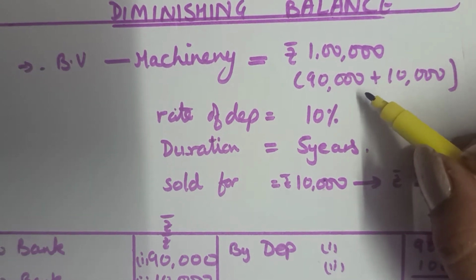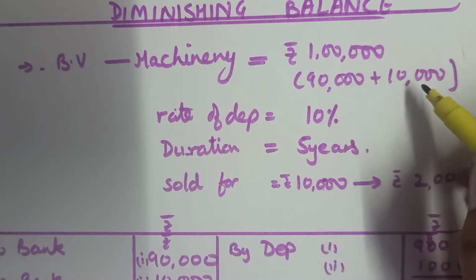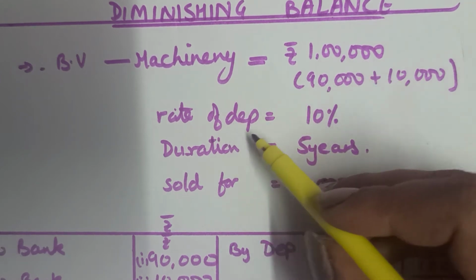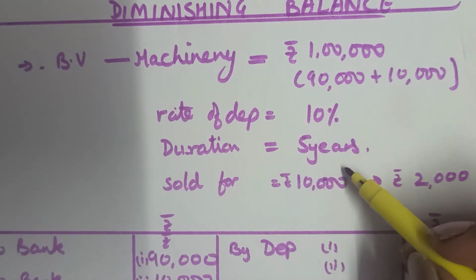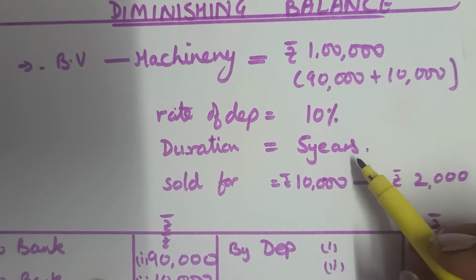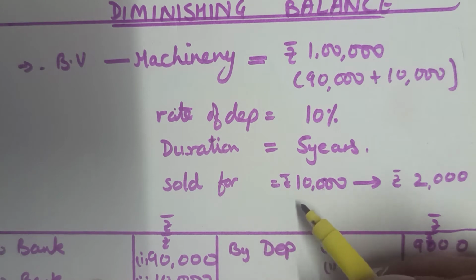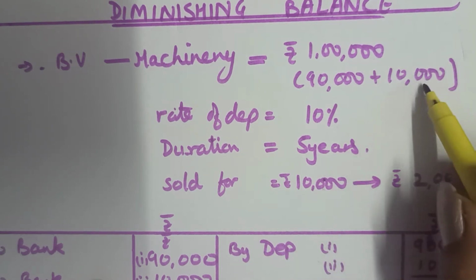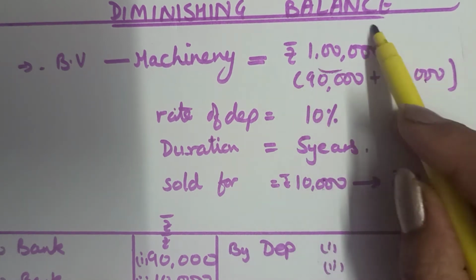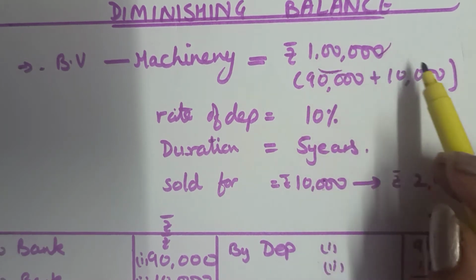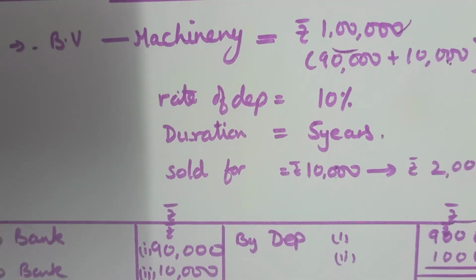It will be easy for us to handle. But if, children, you are comfortable in handling the common machine, you can proceed with that. There is no harm in doing that. The answer by both the methods is common. Rate of depreciation according to the question is 10%. Duration for this depreciation of the asset is 5 years. The asset is sold in the 5th year, after 4 years, for rupees 2,000. The asset worth 10,000 is being sold for rupees 2,000. Now let us proceed in making the asset account.